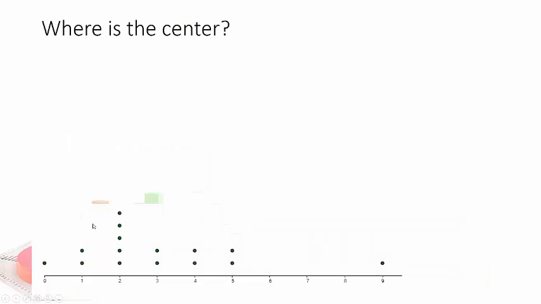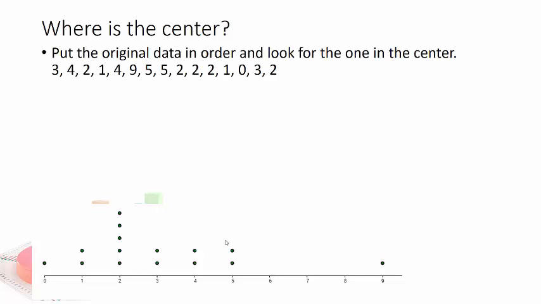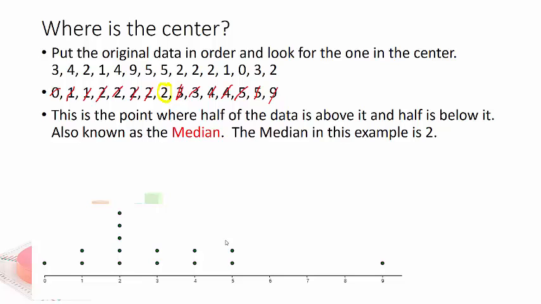Well, we could look at where is the center. If you're looking at this, how could you say where the center is? Well, let's put the original data in order and look for the one in the center. That seems like a reasonable way. So I'm going to cross off pairs of numbers until I get to the very center number, which is 2. This is the point where half the data is above it and half is below it. This is known as the median. So in this example, the median is 2.